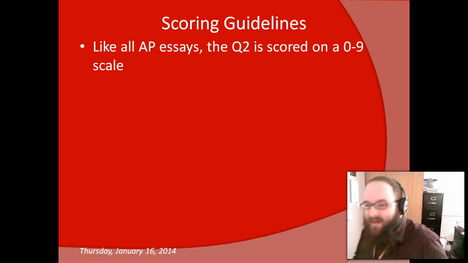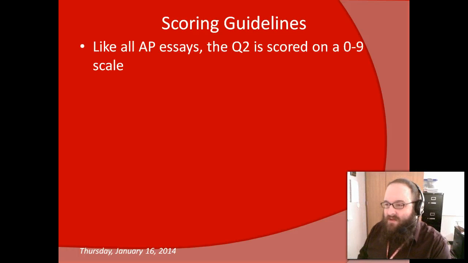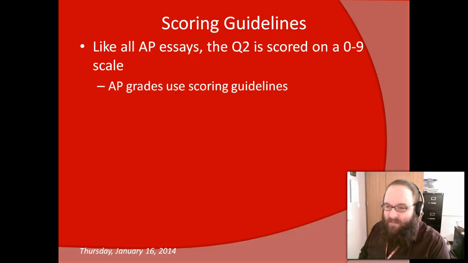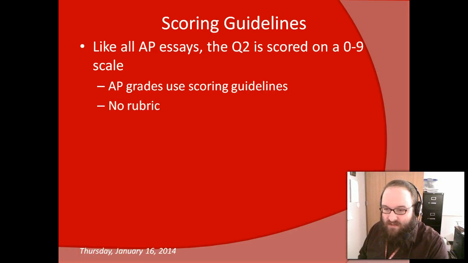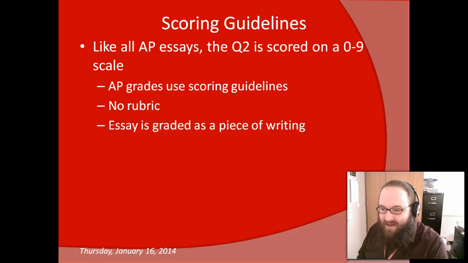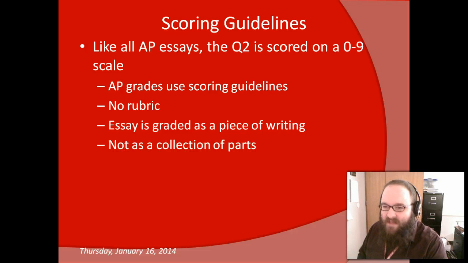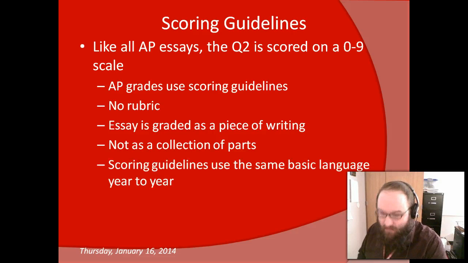All right, scoring guidelines. Like all AP essays, the Q2 is scored on that 0 to 9 scale. AP graders use a set of scoring guidelines. They do not use what we call a rubric. The essay is graded as a piece of writing, and rubrics don't score things as whole pieces. Rubrics break things up and chop things down. So keep in mind that they are grading your essay as a piece of writing, not as a collection of parts. The scoring guidelines use the same basic language year to year. All they really change is the author's name in each one.